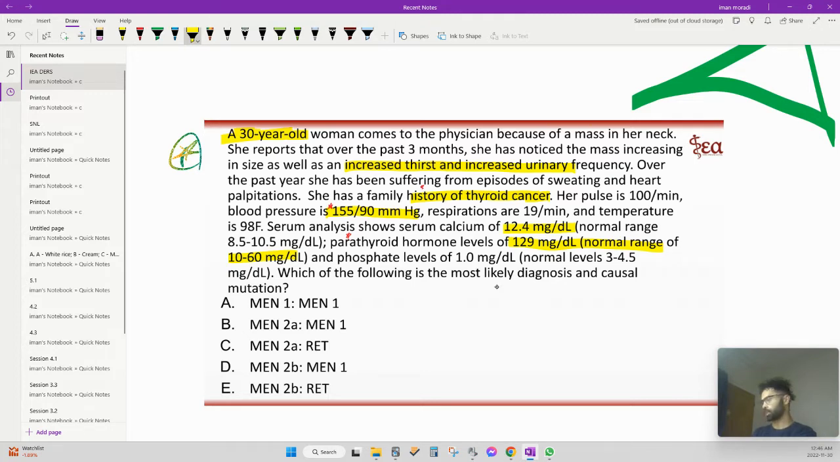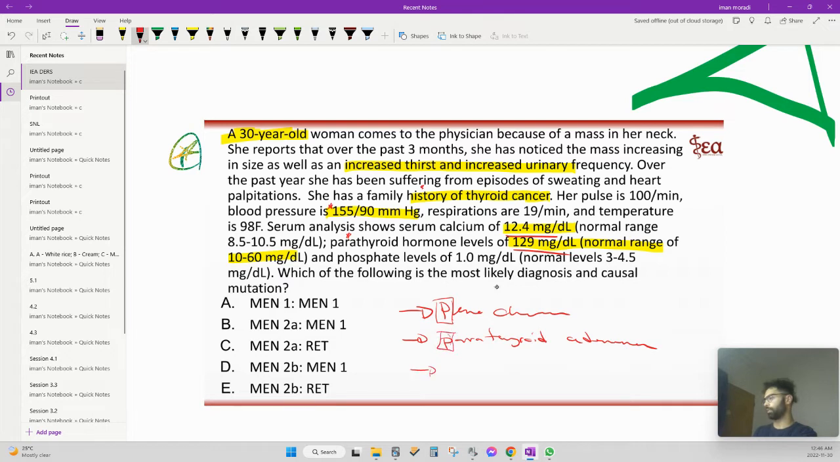Temperature is okay, respiration is okay too. Calcium is high, right? So calcium is high, and parathyroid hormone is also high. So what we have in this patient is pheochromocytoma right now, and we have a parathyroid kind of adenoma. Okay, so we have one P here and one P here, right?